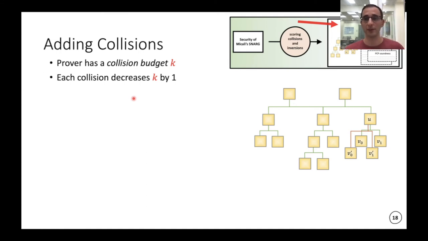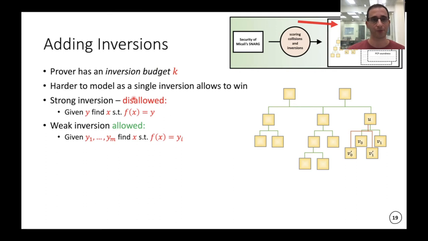Okay, so that was the easy part. What about inversions? Inversion is the harder part to add. So the prover also has a budget of K inversions. And this is slightly harder to model because a single inversion actually allows him to win. If he can invert something, he can just compute a root and then compute the corresponding PCP that is good for this root, and then just invert back the function to connect the two.